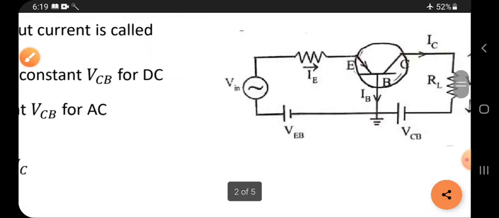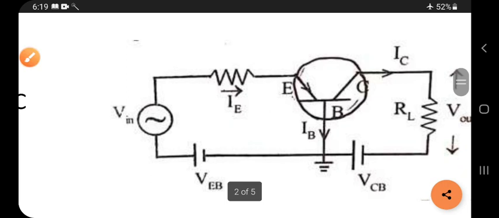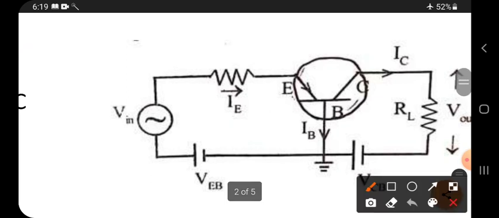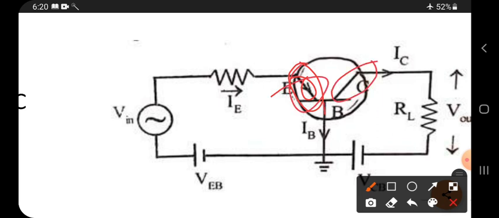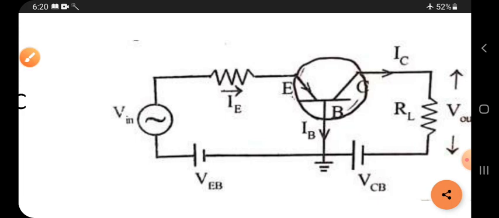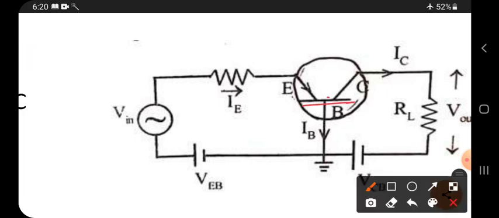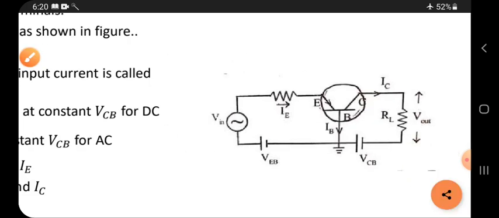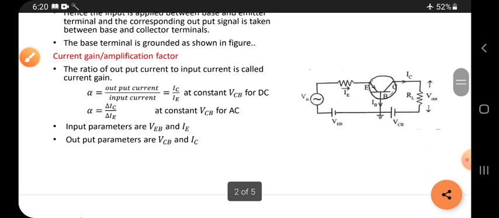And here one thing you must keep in mind: how can we know the emitter, base, and collector? On the emitter only you may find the arrow mark. The line on which the arrow mark is set is called the emitter, and the other one is the collector. And the base is always in the middle.